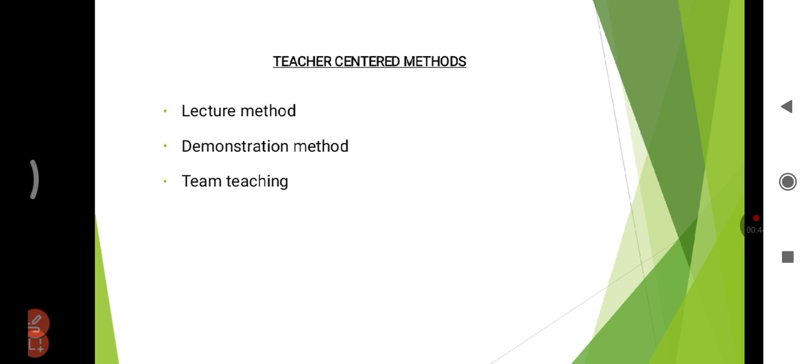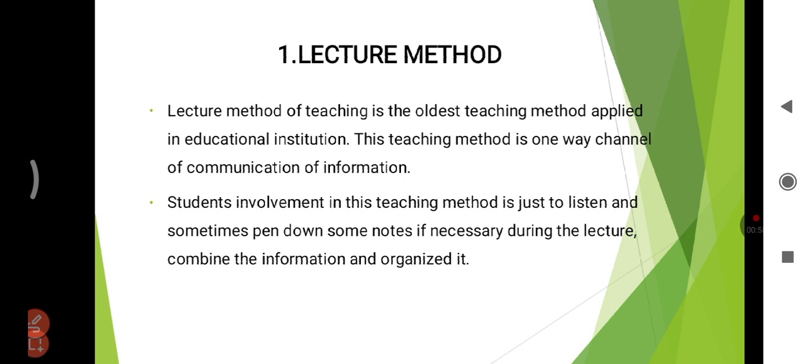First of all, this unit has three levels. First level, teacher centered methods. The teacher centered methods are the lecture method, demonstration method, and team teaching. First, the lecture method is the one most of you students experience in college. The lecture method is the oldest teaching method applied in educational institutions. This is a one mark question: the lecture is the oldest teaching method.